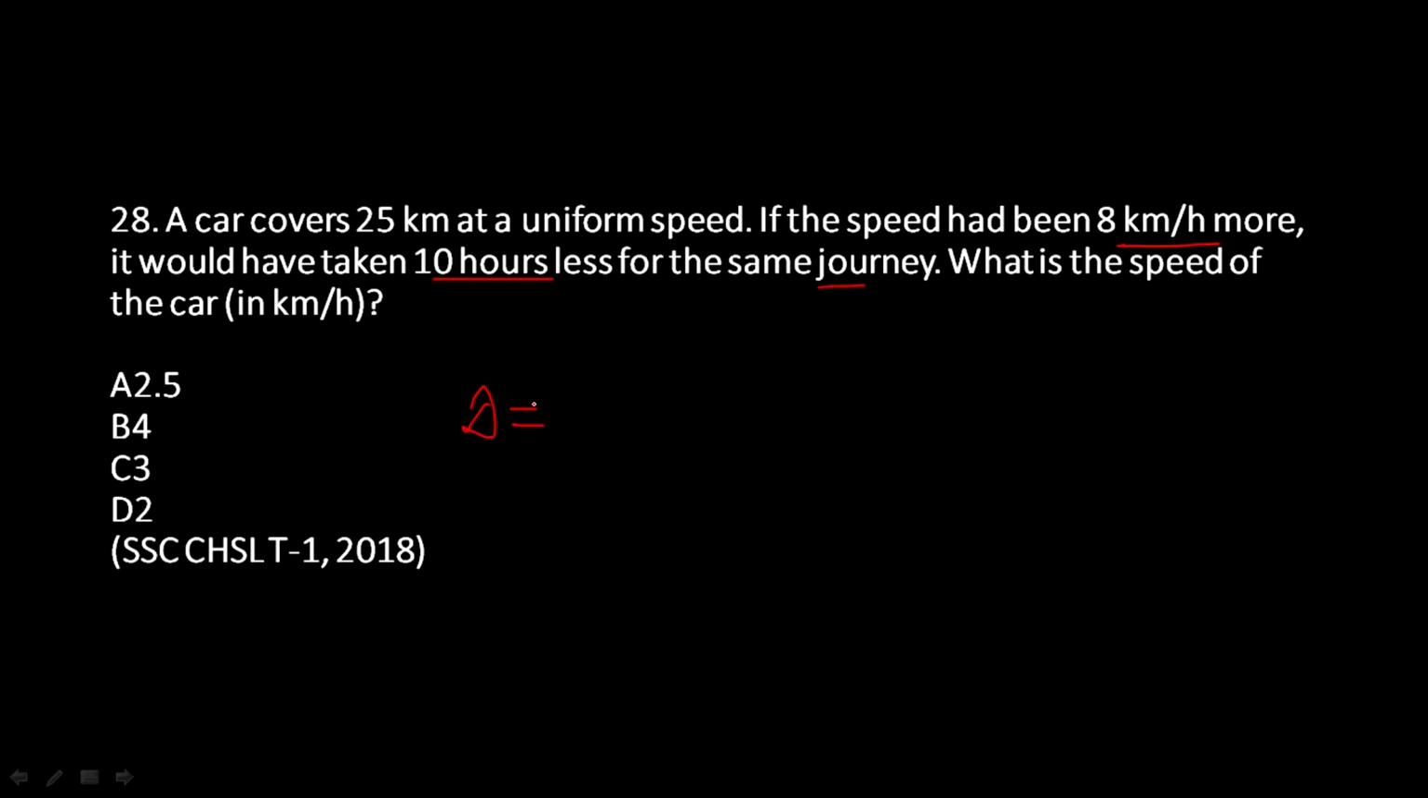Will it be D equals S1 S2 into total time by total distance? Total speed, or S1 S2 into difference of time by difference of speed? I think the latter one: S1 into S2 divided by the difference of speed. How will you solve it?